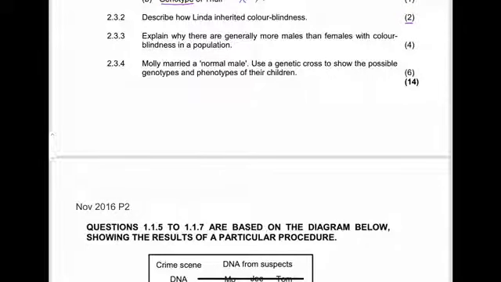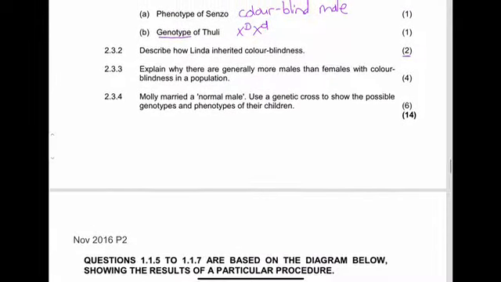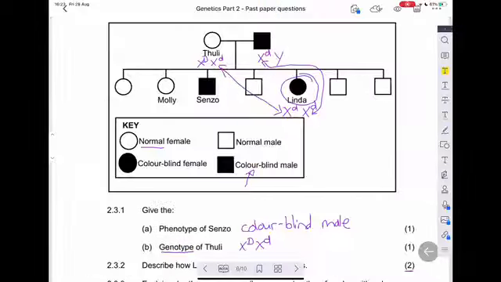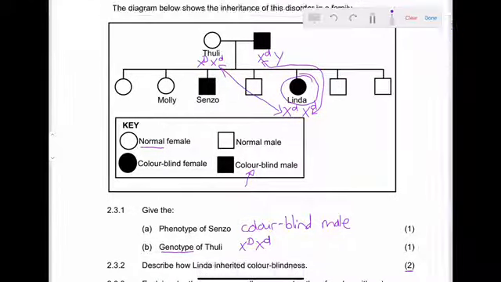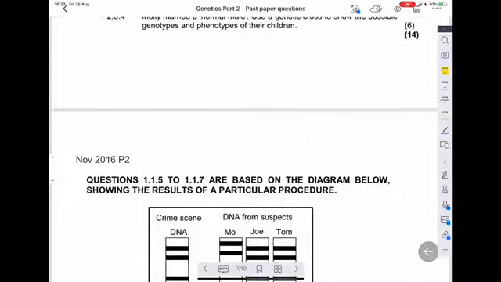Molly married a normal male. Use a genetic cross to show the possible genotypes and phenotypes of their children. Okay, this is a monohybrid cross question. You're going to write out the whole template. Molly is a normal female. However, because her father is affected, she will inherit an X chromosome from him, which carries the recessive allele. Molly is therefore X big D, X little d. So now, let's do this monohybrid cross template.